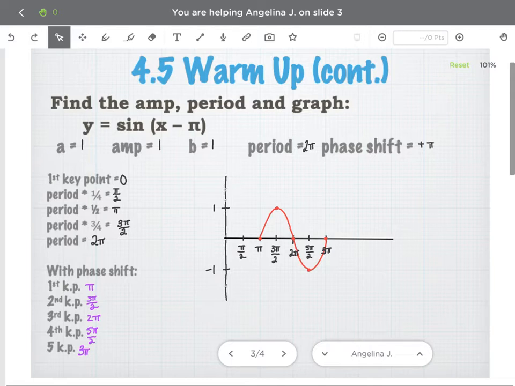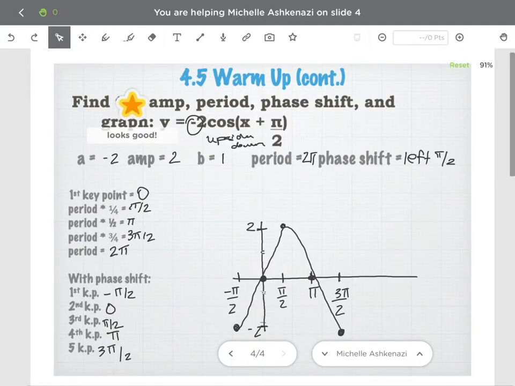So here we've got a shift to the right, pi. I took all my key points, which were 0, pi over 2, pi, 3 pi over 2, and 2 pi, and added pi to them, making the first key point pi, then 3 pi over 2, 2 pi, 5 pi over 2, and 3 pi. This was sine, so some of you graphed cosine. Be careful, make sure you're paying attention to the curve. You start at 0, go up to the amplitude, which is 1, come down, down, and up. Good job, Angelina.